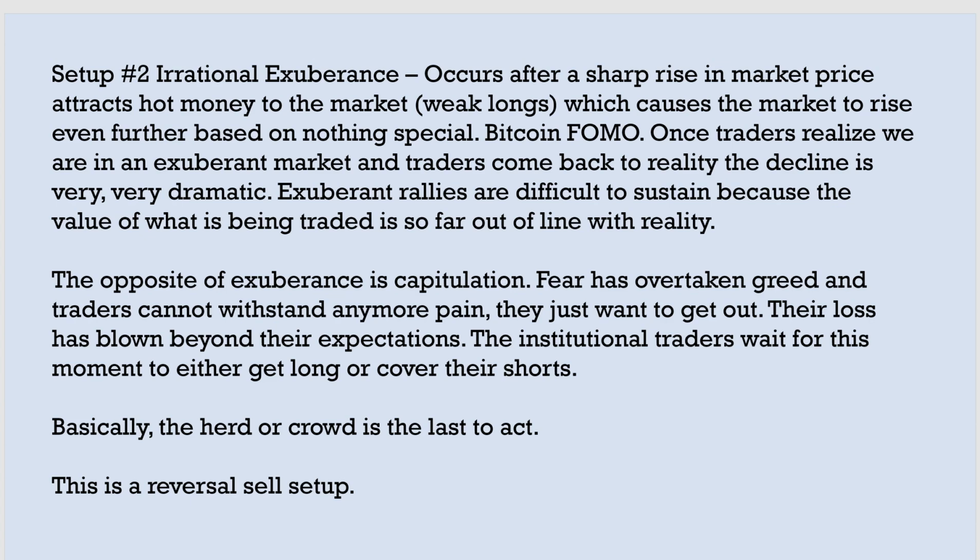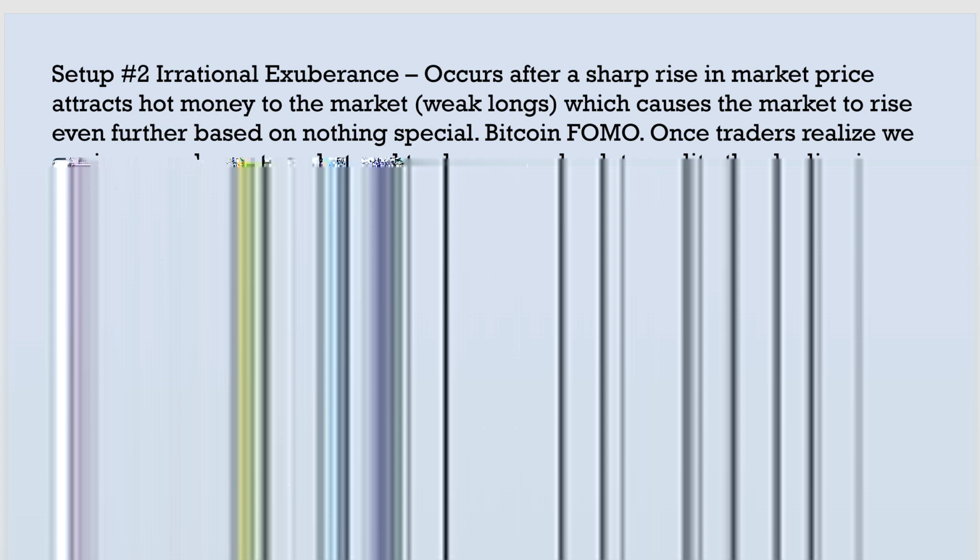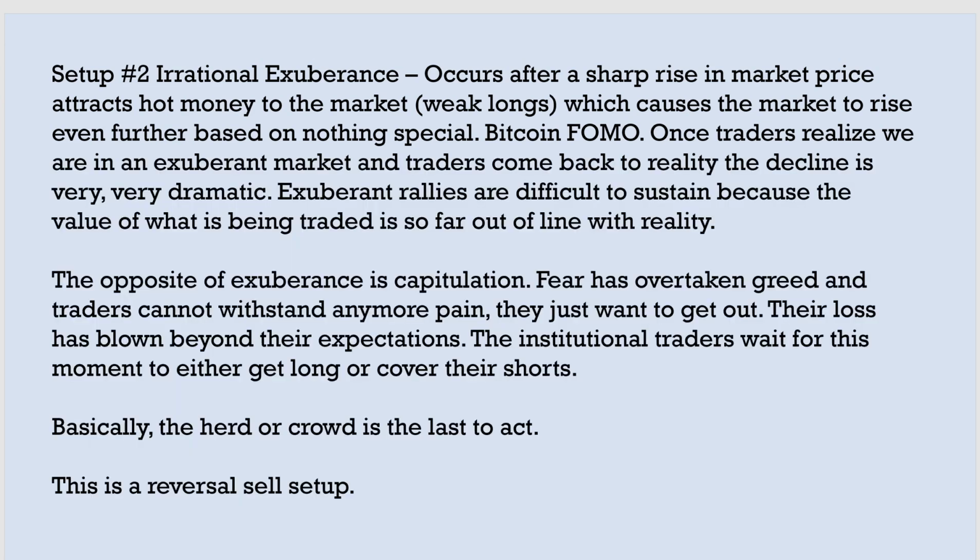But think of Bitcoin, okay? FOMO, fear of missing out. When you had that big run up in Bitcoin to almost 20,000, people described that as irrational exuberance, right? And once traders realize we're in an exuberant market, traders come back to reality, the decline is very, very dramatic. Exuberant rallies are difficult to sustain because the value of what's being traded is so far out of line with reality. It's almost like Beanie Babies. You could think of all these bubbles, right? When people think of bubbles, they think of the term irrational exuberance.